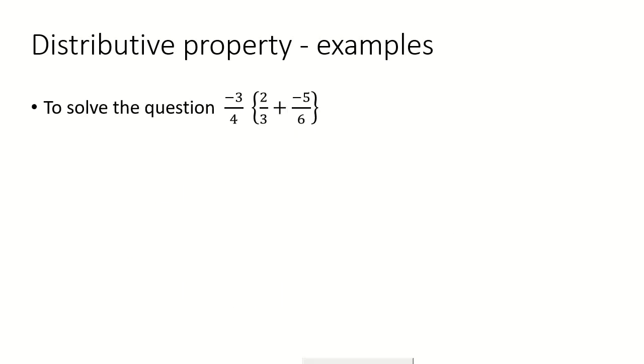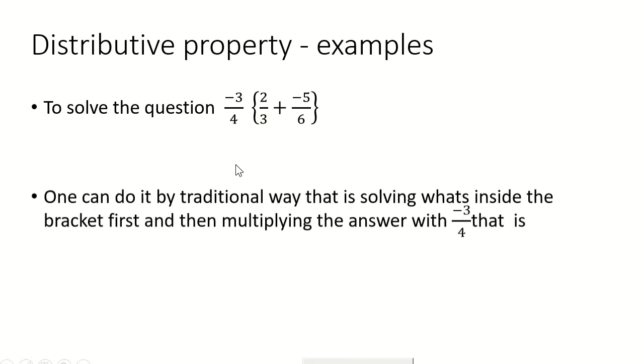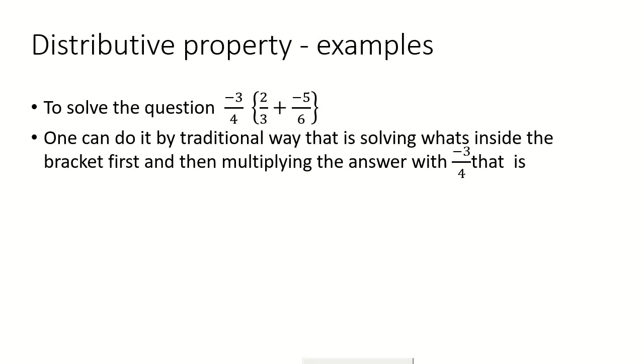Now let us solve some examples. For example, to solve the question that is given on the screen, minus 3 by 4 multiplied by the sum of 2 by 3 and minus 5 by 6. One can do it by the traditional way, that is solving what's inside the bracket first and then multiplying the answer with minus 3 by 4. So we will do it first by the traditional way and then we will apply the distributive property so that we can observe how easy it becomes by using the distributive property.